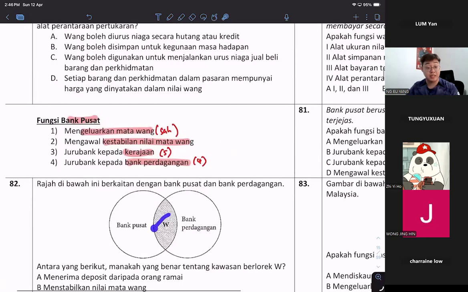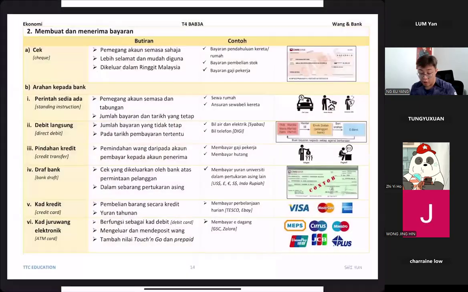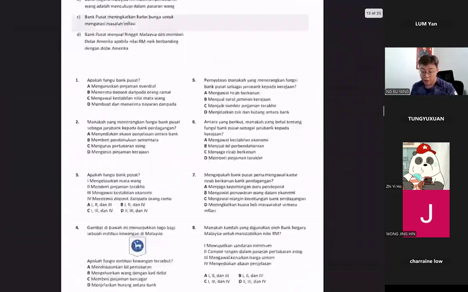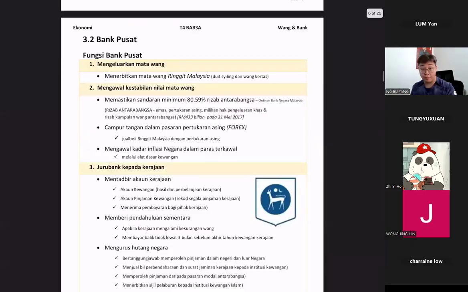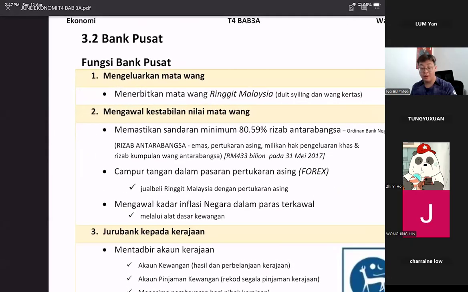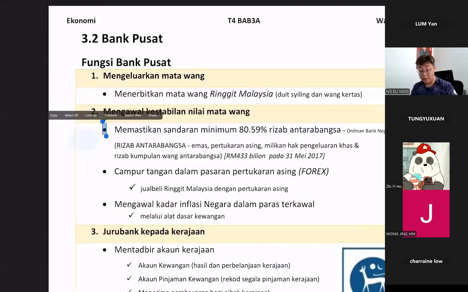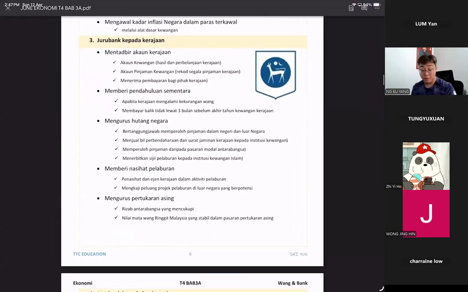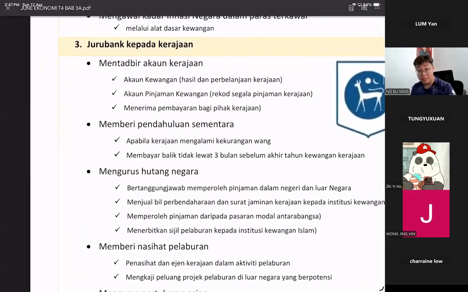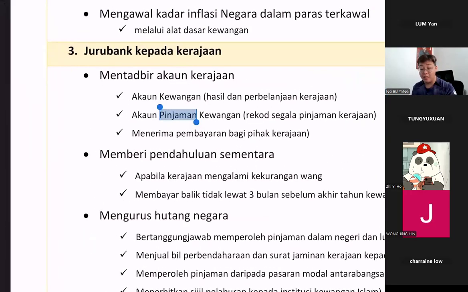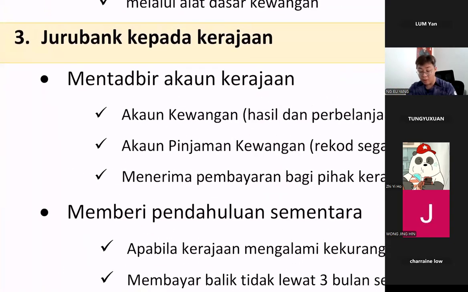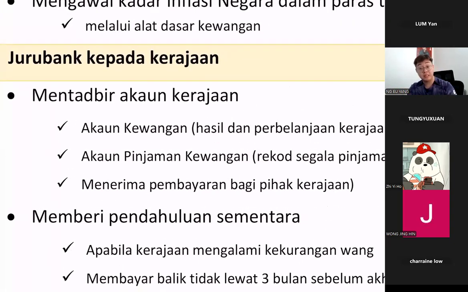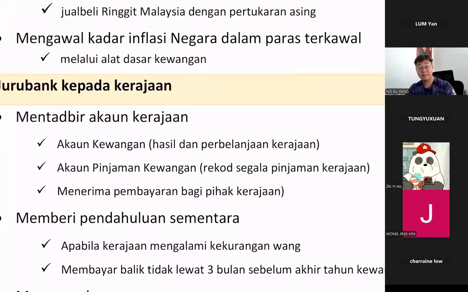Okay, so before I discuss the 82, look at your bank pusat and bank perdagangan. So bank pusat for the 5 subtopics will be menggunakan mata wang, mengawal kestabilan undang-undang, serta juru bank kepada kerajaan. So this is the 5 points worth 10 marks here. Menetapkan account kerajaan. So account kerajaan is Form 4, your Form 5. The account kerajaan is actually your imbangan pembayaran, your fourth objective of macroeconomy. Why? Under the account kewangan of the account kerajaan, the hasil is C, the perbelanjaan is S.